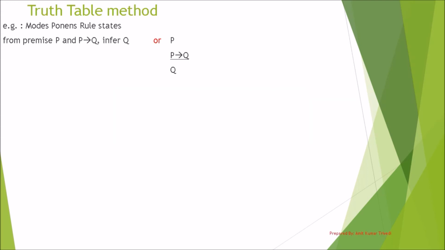First we take truth table method. For this we have taken one example of modus ponens rule that states from premises P and P implies Q, infer Q. We can also write it as, you can see there.